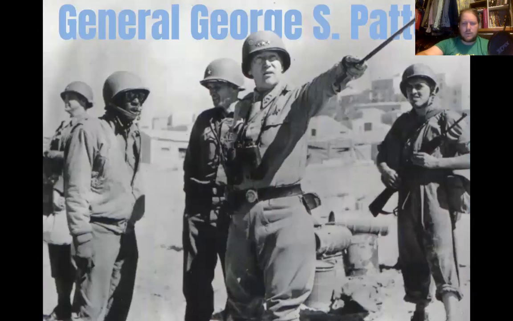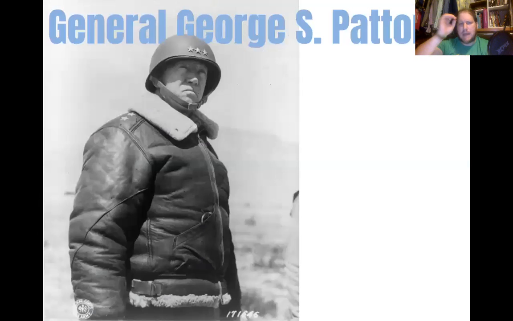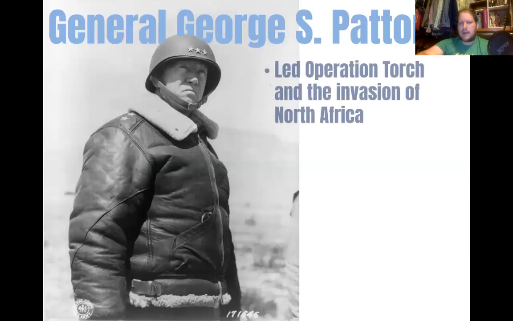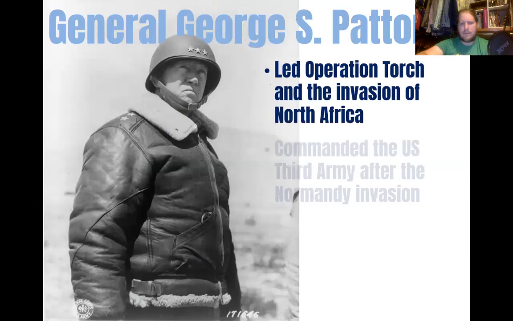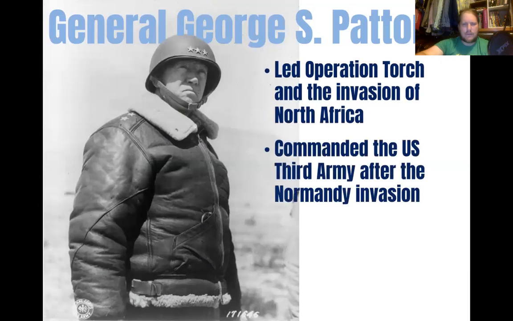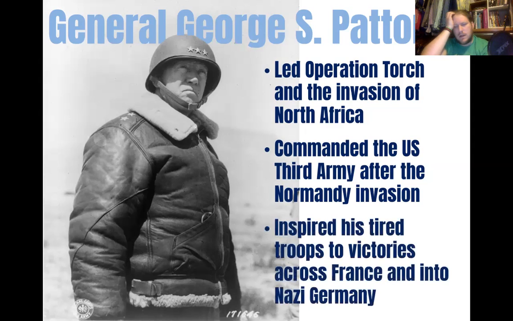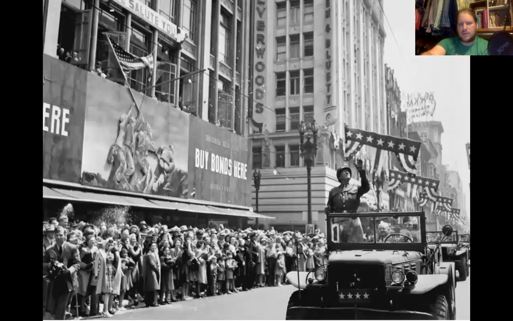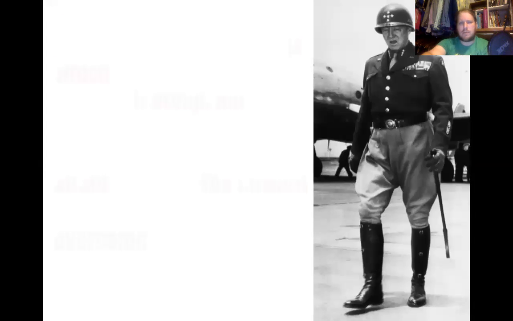Another notable American individual during World War II is General George S. Patton, and he led Operation Torch and the invasion of North Africa, and commanded the U.S. Army after the Normandy invasion, right? So he becomes the top-ranking American military official, where he's only outranked by someone like Eisenhower, because he's the supreme commander of all Allied forces. But he is seen as a big inspirational figure who inspired people to fight and led them to victory across France and eventually into Nazi Germany, right? And here he is being celebrated as the hero that he is during a parade.